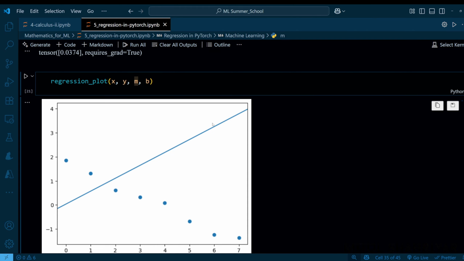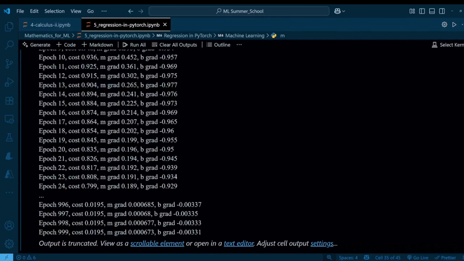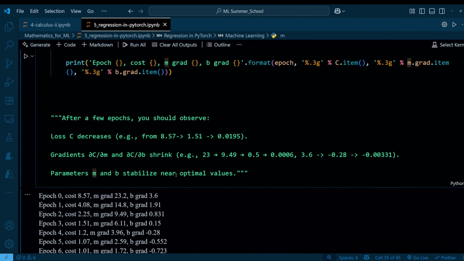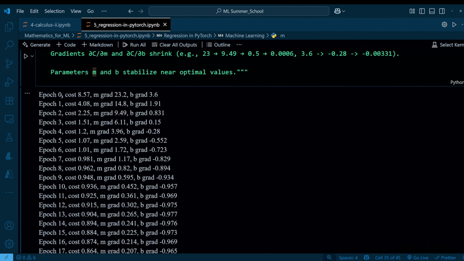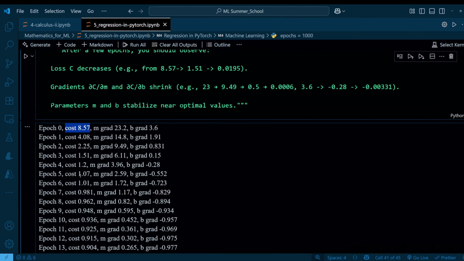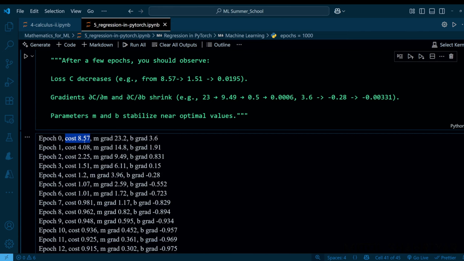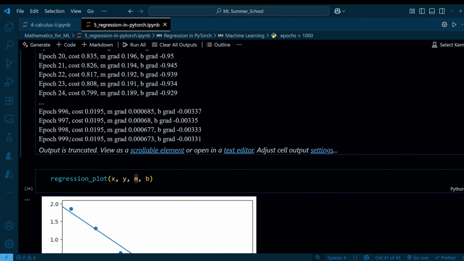Now the graph looks like that. Again, it is not the correct one, so it should follow the same process again and again and again. And now you see the difference in what's happening. Here you can see the cost, MSE, is 8.5. We are doing the whole process again and again for 999, starting from 0, so 1000 times. Once we do that, you can see the cost function started with 8.57 and ended with 0.0195. So what does it mean?